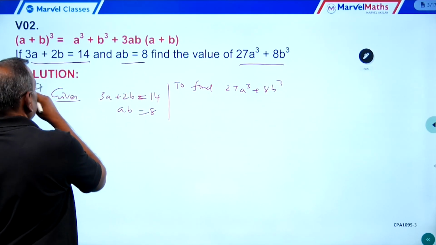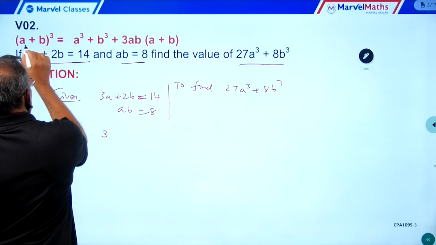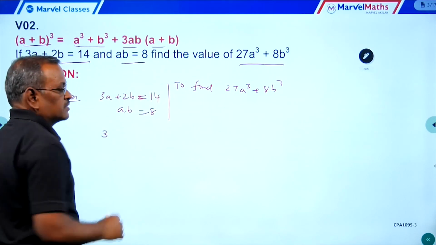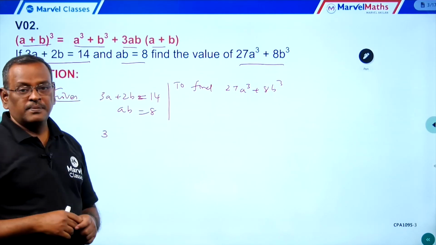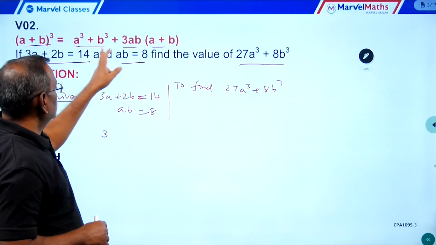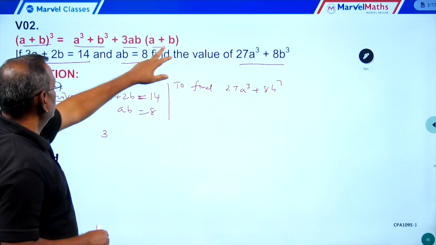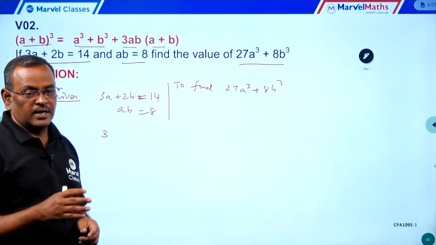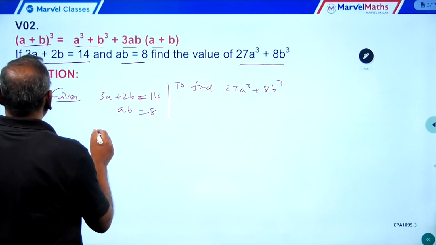Now, first consider this cube. Before that, see the formula: a plus b whole cube equal to a cube plus b cube plus 3ab into a plus b. In the previous video, I explained you can use this formula for a specific problem. This is one of the specific type problems, because here we have sum and product, and here cubic terms. Whenever the given problem is related with sum and product, use this format of identity. Now, what is the question?